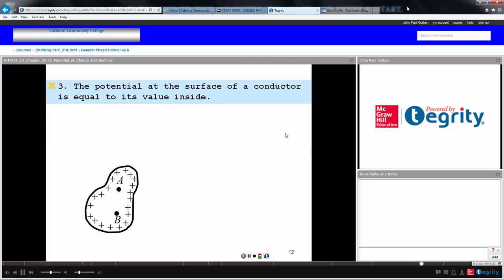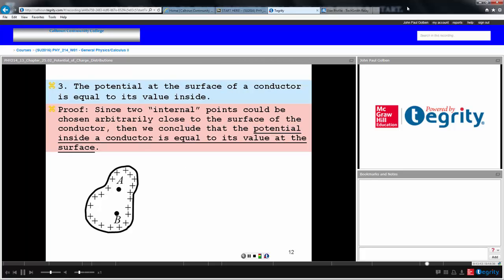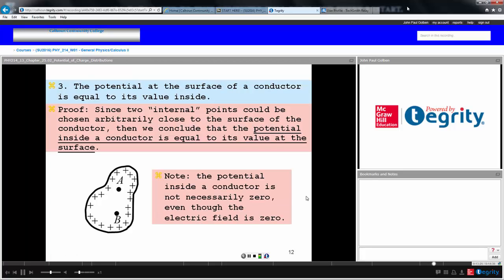The potential at the surface of a conductor is equal to its value inside. We know the surface is constant. We know inside it's constant. We could select two internal points arbitrarily close to the surface. And we conclude we can get as close to the surface as we possibly can. And because of that, there's no reason why the surface would be any different from a point just inside the surface. So the potential inside a conductor is not necessarily zero. It's constant all the way through, even through to the surface of the conductor itself.